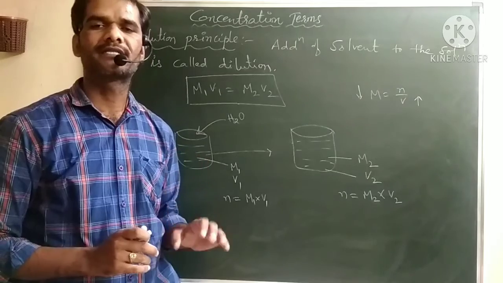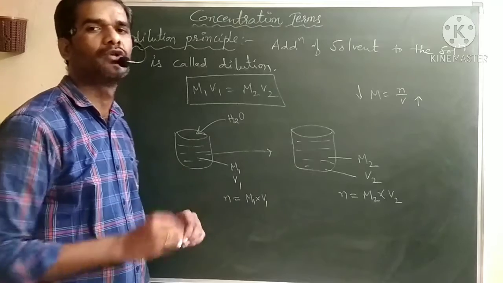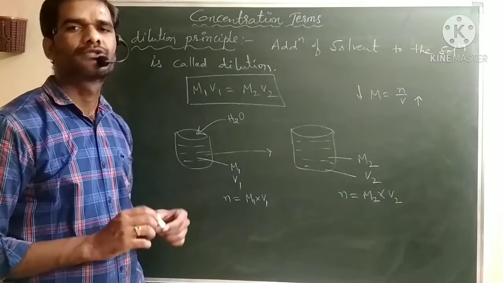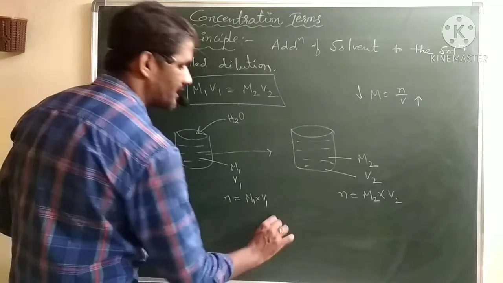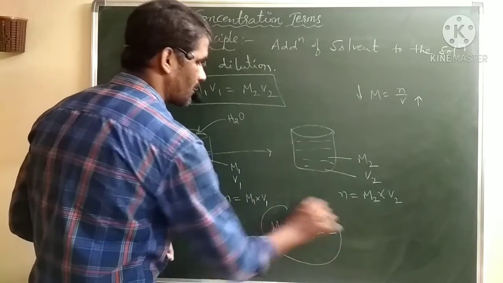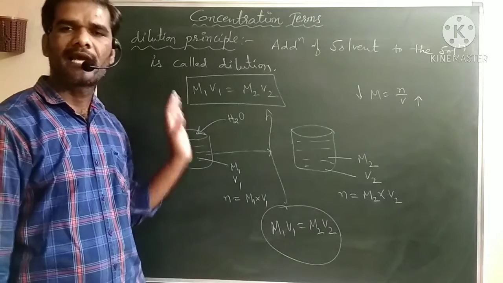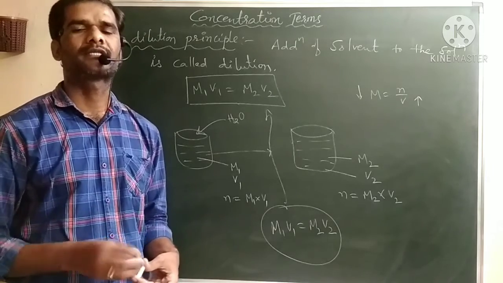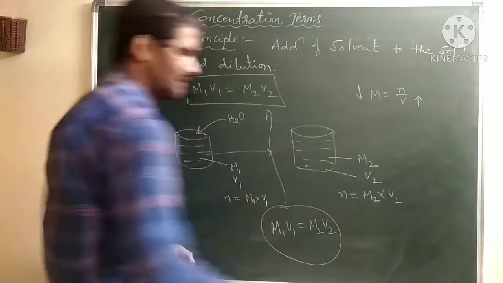Number of moles is always constant until we add more solute or change the solute. Here we are changing only the volume, not the solute. So in both cases the number of moles is the same. Hence we can write M1V1 equals M2V2. So that we have written here in the form of an equation. By using this equation we can calculate the resultant solution molarity after dilution, that is, after addition of some solvent. Let us take one or two numericals for this.